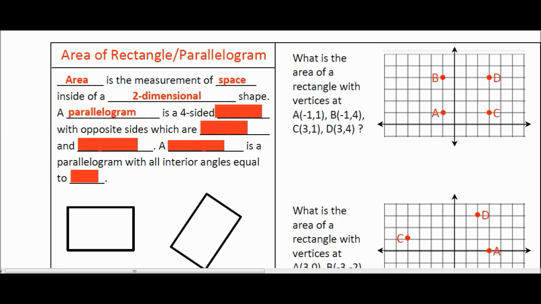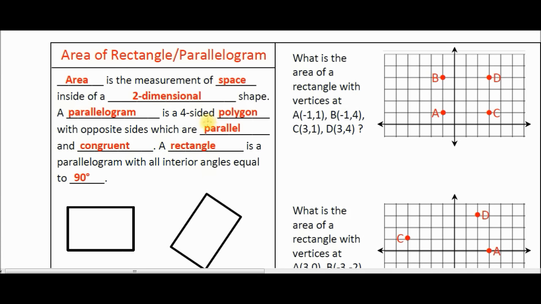A parallelogram, let's define that again, something you saw last year, is a four-sided polygon. We've already defined polygon. Four-sided polygon with opposite sides which are parallel and congruent, meaning they'll never touch and they're the exact same length. Remember, opposite sides mean, well, we'll look at opposite sides in a moment. A rectangle is a parallelogram with all interior angles equal to 90 degrees.